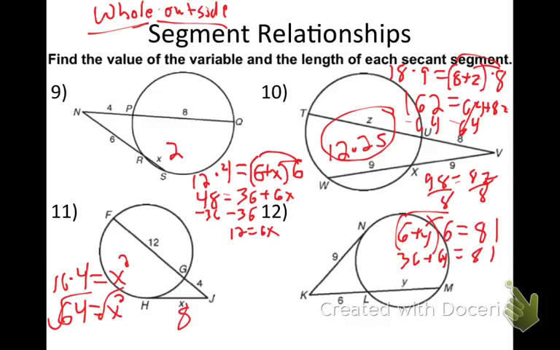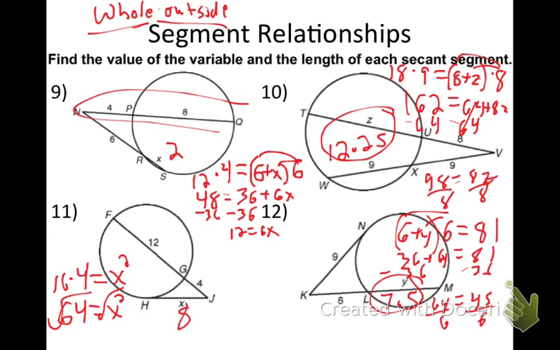Now I need to solve for y. What would you do next? Subtract 36. You get 6y equals 45, and then divide by 6, and y equals 7.5. Good work. Okay, and again, the biggest thing here is whenever you recognize a secant, something like this, it is the whole times the outside.